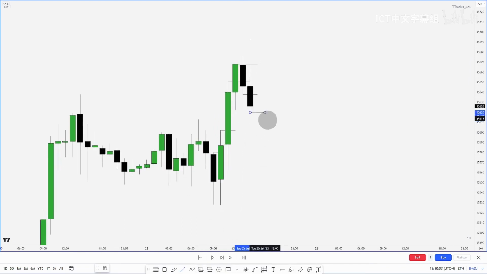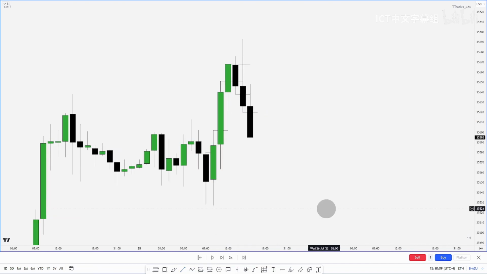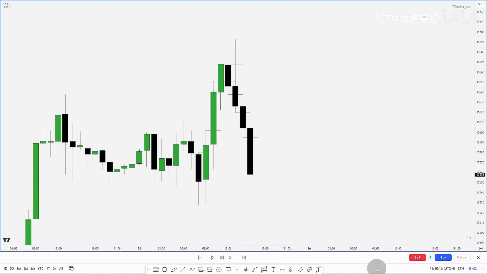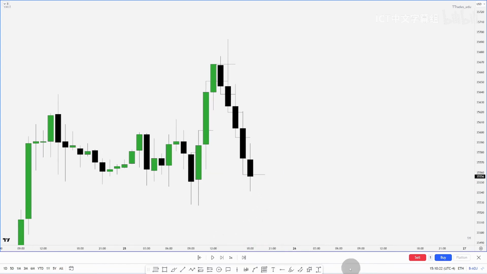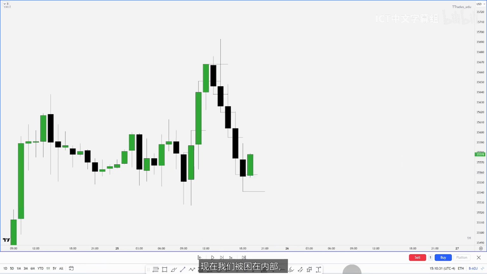From here, I can reach for this previous low. Once again, close out, reach for a previous low. Close out, see if it will reach for a previous low. Reaches for a previous low. You can see we still did close outside. I reached for this previous low. We're stuck inside now.